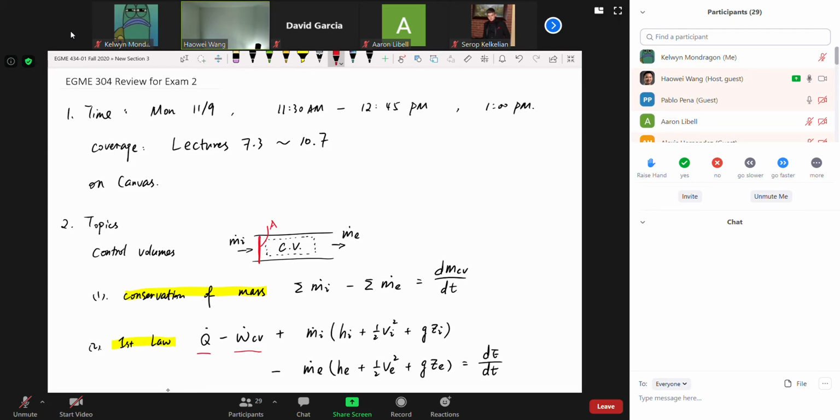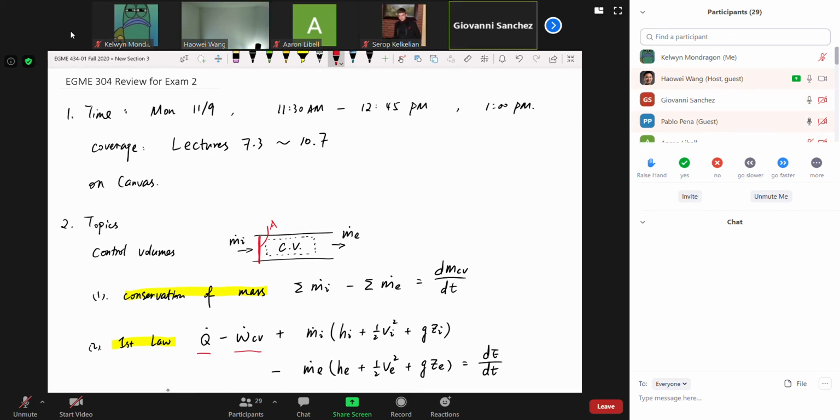What is W dot CV? Where does it come from? Where does W dot CV come from? Two words. Anyone? What's the reason for W dot CV? So for example, if you have a pipe, just like the diagram at the center of the screen, do you have any W dot CV?